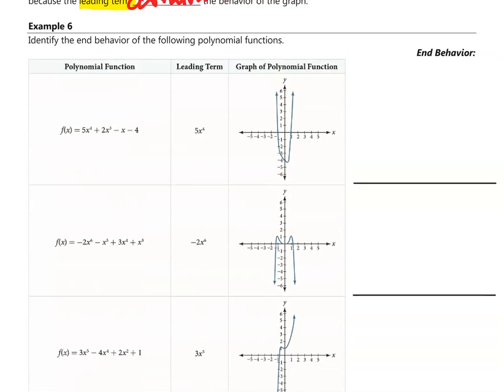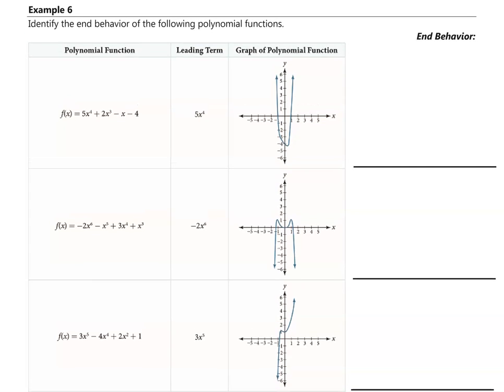Given f of x, identify the end behavior of the following polynomial functions. So again, end behavior. Given the first one, f of x equals 5x to the fourth plus 2x cubed minus x minus 4. The leading term, with the highest exponent, that's the degree, is 4. So the leading term is 5x to the fourth. And this is the graph of this function. So what is the end behavior of this?